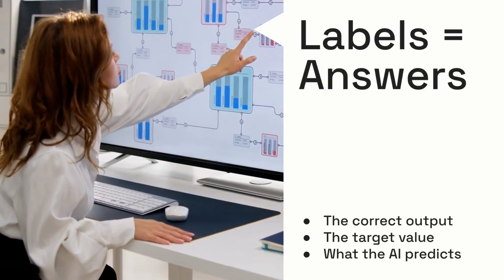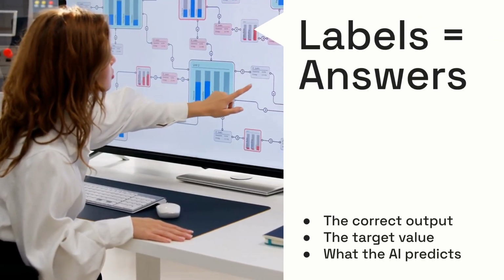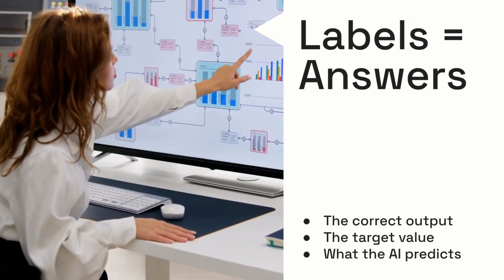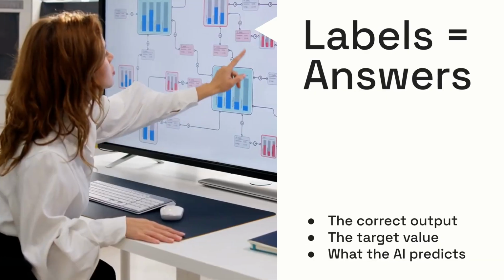Finally, and most crucially, the label. The label is the quote-unquote answer, or the correct output the AI is trying to predict. It's the goal of the entire learning process.